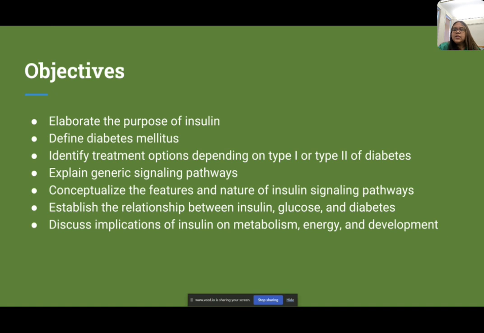The objectives for this presentation are to elaborate on the purpose of insulin, define diabetes mellitus, identify treatment options depending on type 1 or type 2 diabetes, explain generic signaling pathways and then expand upon it based on insulin signaling pathways, establish a relationship between insulin, glucose, and diabetes, and lastly, discuss implications of insulin on metabolism, energy, and development.